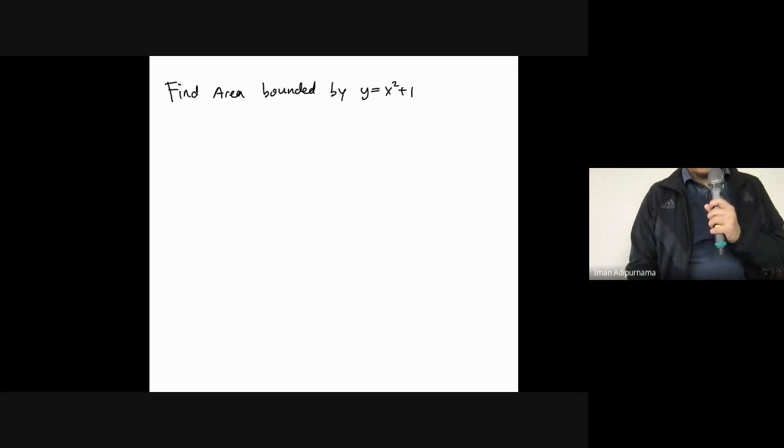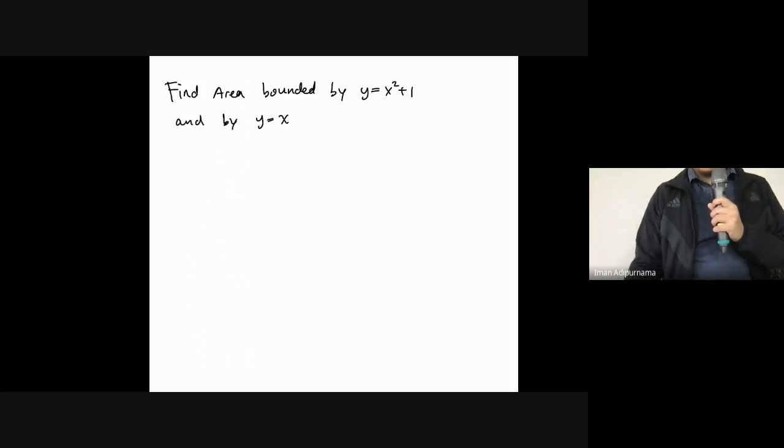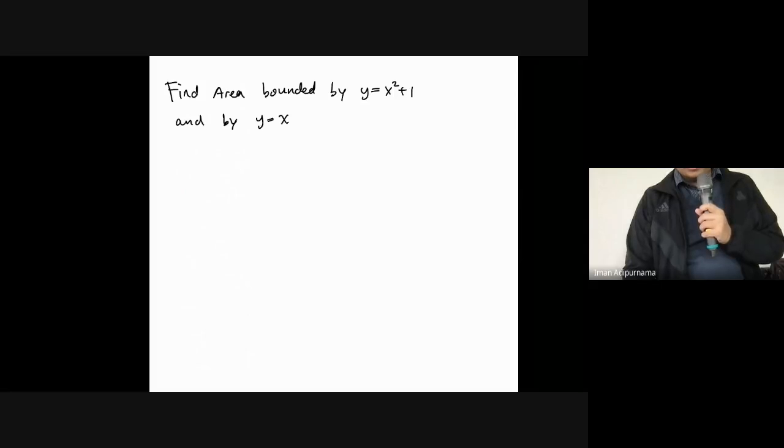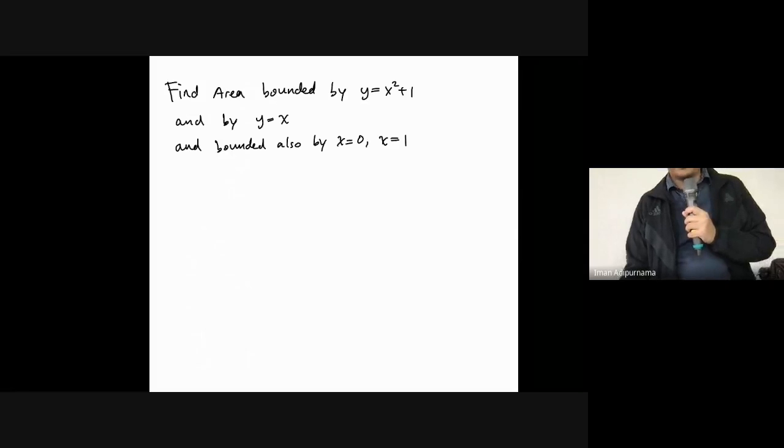Okay, let me give you an easy example. I think I also gave it in the PDF file. So find the area bounded by y equal x squared plus 1 and by y equal x. And bounded also by x equal 0 and x equal 1.